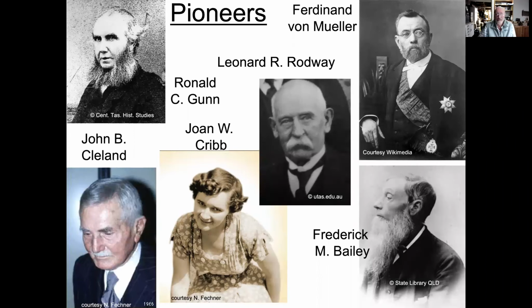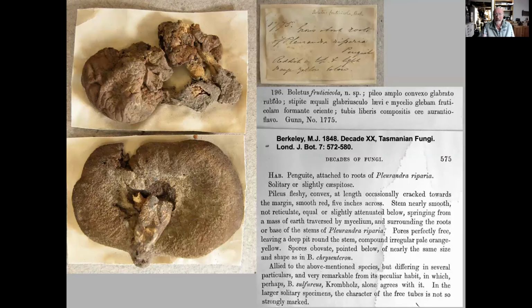Back then, a large quantity of the material was sent by Ronald Gunn from Tasmania, von Mueller from Victoria, and Bailey from Queensland, and I'm not exactly sure if Rodway sent material there, but he was also instrumental in looking at Tasmanian macrofungi. Since then, John Cleland and John Burton Cleland and Cribb worked a lot on macrofungi and some boletes in Australia. But as I said, the task is going back to try to understand what was being described at the time.